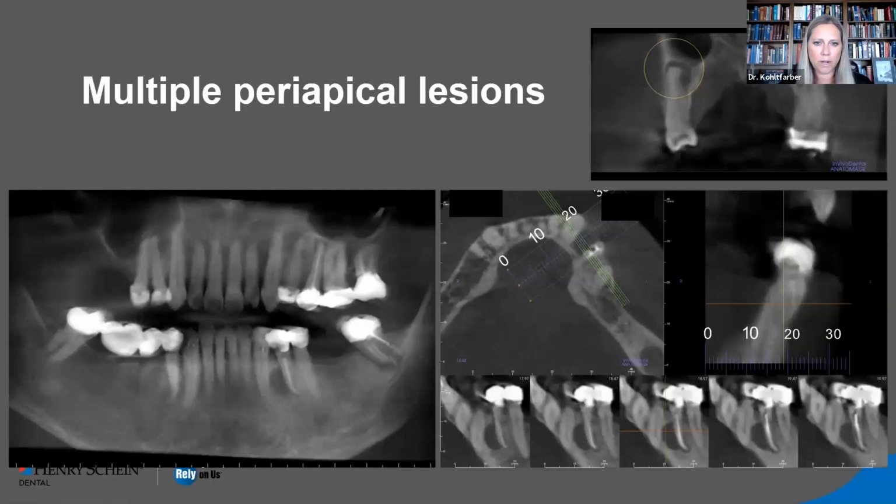What if they have multiple periapical lesions? Well, go ahead and take a CBCT so you can better evaluate all of them. Here, of course, we have an asymmetric widening of the periodontal ligament space on a tooth that's been root canal treated already. Obviously, we're going to start to think about a root fracture.